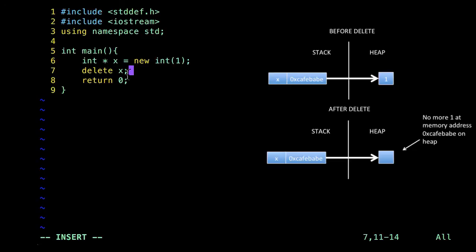The nice thing about delete is that it doesn't actually matter what x is as long as it points to some memory on the heap. So if x pointed to a double, or if x pointed to a struct that took up 16 bytes of memory, it doesn't matter whatever size it is, delete will take care of it. The only exception is when you're deleting arrays, which we'll go over in a later video.